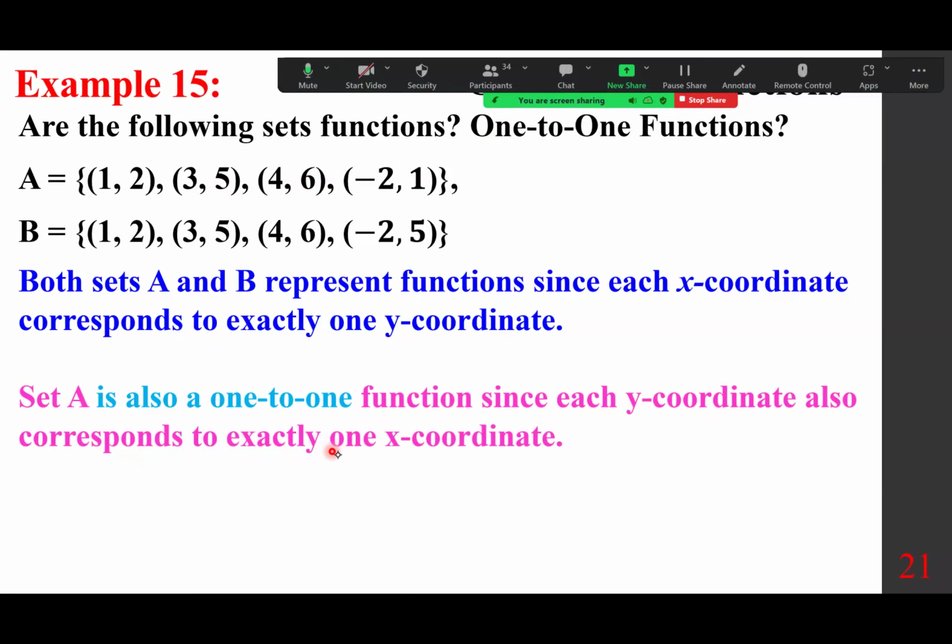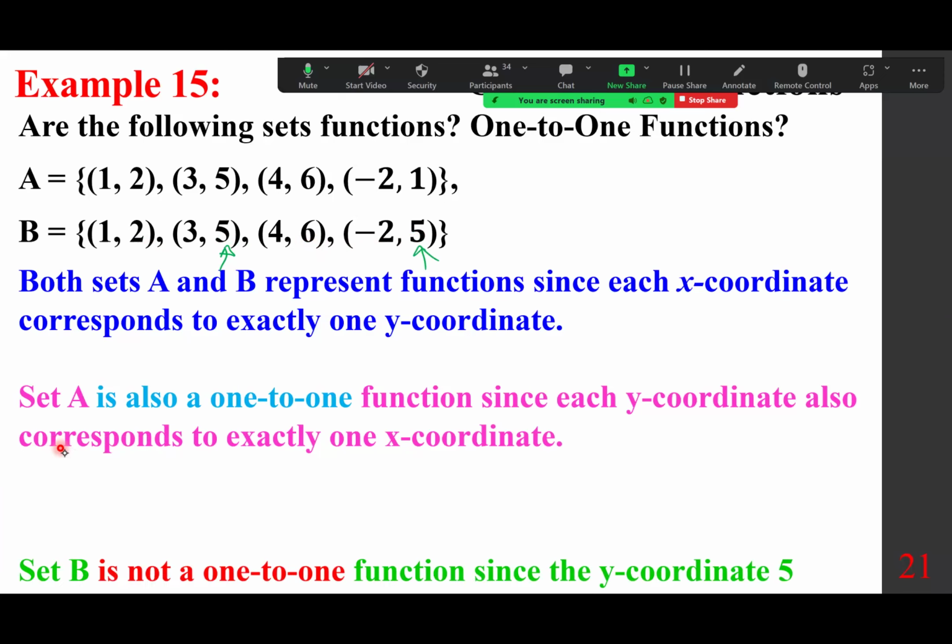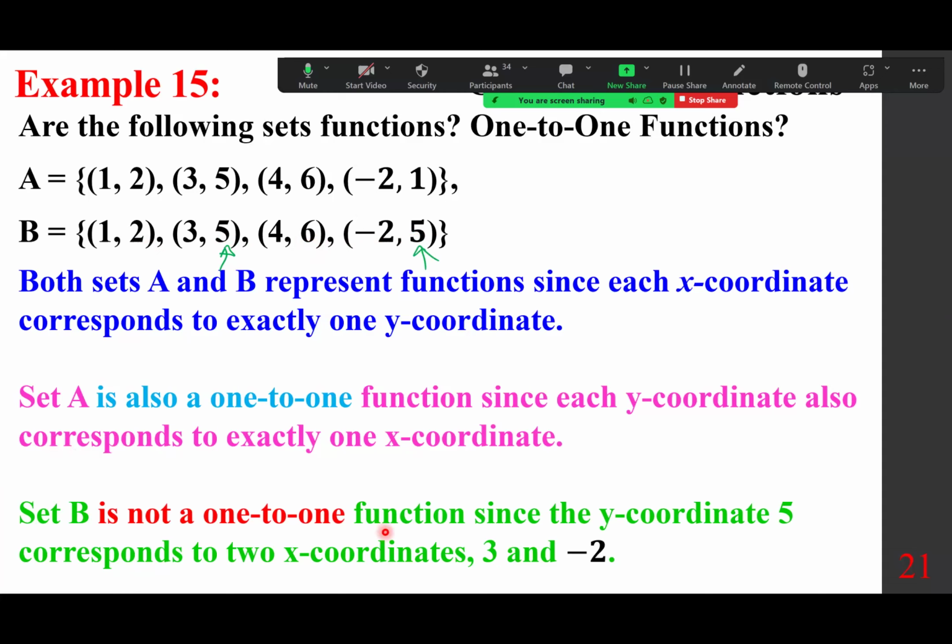Let's look at part B, or function B. This is 2, okay? Different than 5, so far so good. Different than 6, so far so good. Just the same as this one. In other words, take a look. This second coordinate is 5. Second coordinate is 5. Therefore, it's not a one-to-one function. Set B is not a one-to-one function, since the y coordinate 5 corresponds to two x coordinates, 3 and -3.